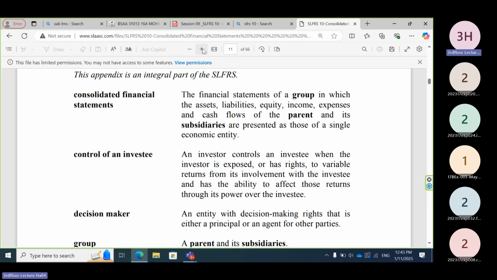Subsidiary, this definition should be built up from the standard. If a subsidiary exists, right? If you have a subsidiary, you should do a consolidation. You have any one single entity that is a subsidiary, right?